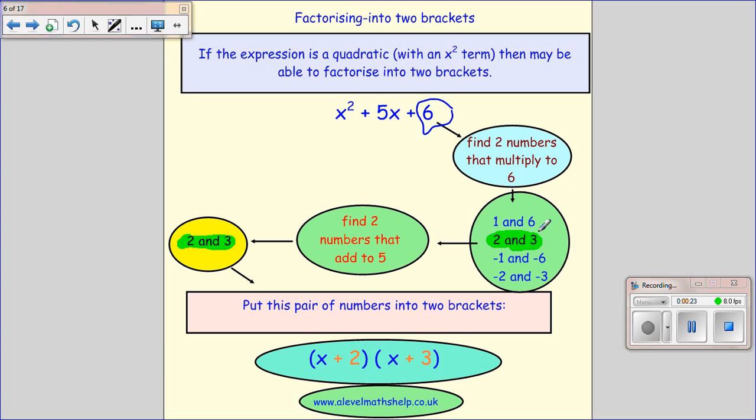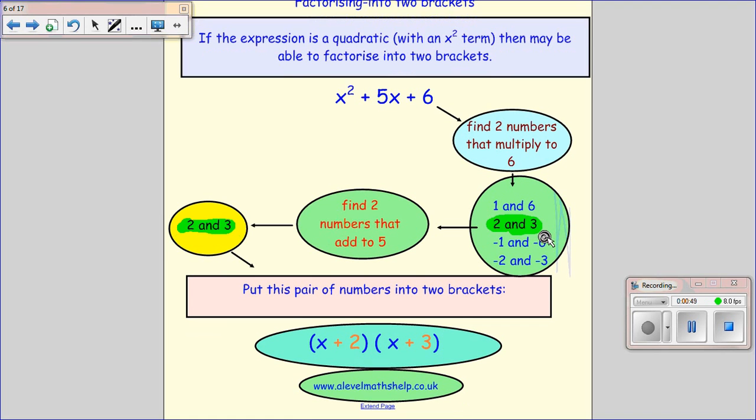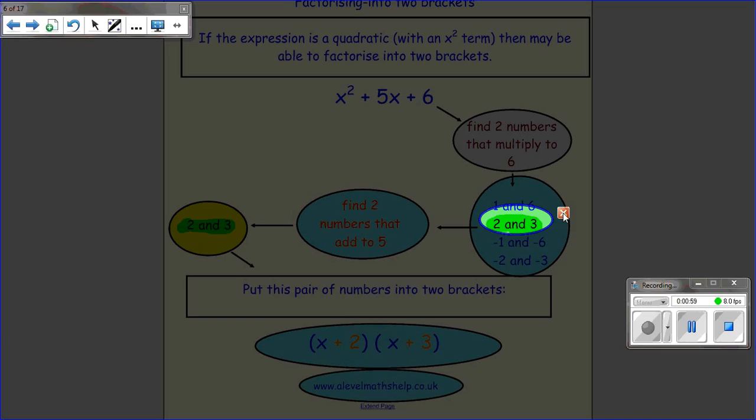So this can come from 1 times 6, 2 times 3, minus 1 times minus 6, and minus 2 times minus 3. We then look at the coefficient of our x term, so the number in front of our x, which is 5, and we look at our list and say which one of these pairs add together to give us plus 5. So 1 plus 6 will give us 7, 2 plus 3 will give us 5, that's what we want. Minus 1 plus minus 6 will give us minus 7, and minus 2 plus minus 3 will give us minus 5. So obviously the pair we want is the 2 and the 3.